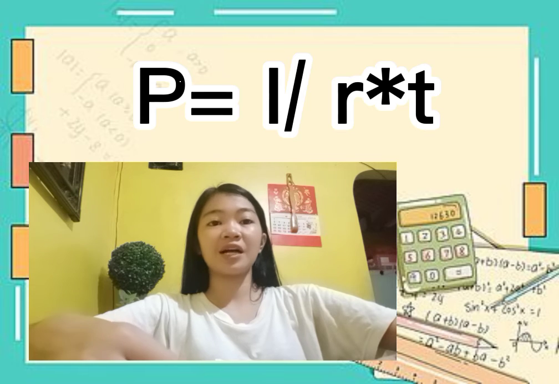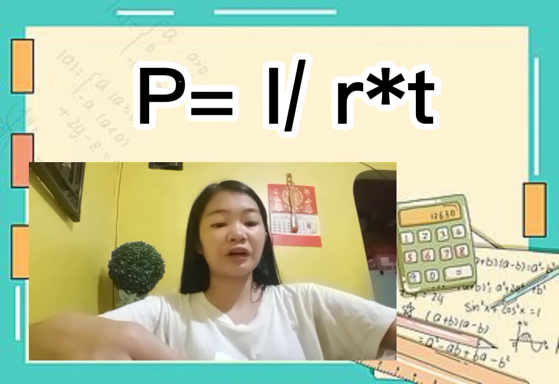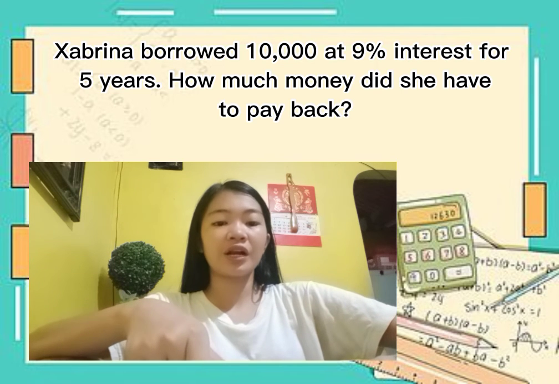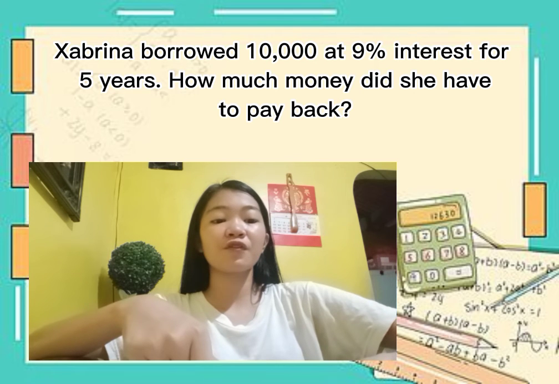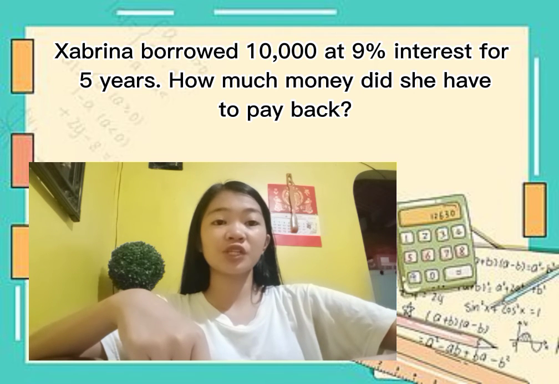In simple interest, if the principal is not yet given, here is the formula. Principal equals the interest divided by the product of rate and time. We have an example here. Sabrina borrowed 10,000 from a bank at 9% interest for 5 years. How much money did she have to pay back?